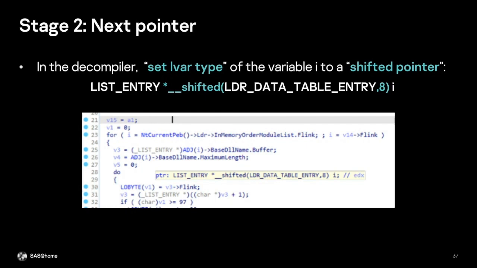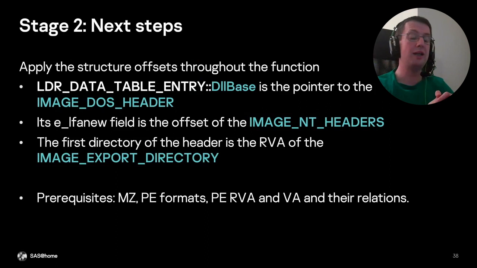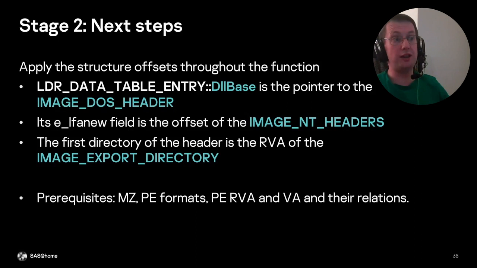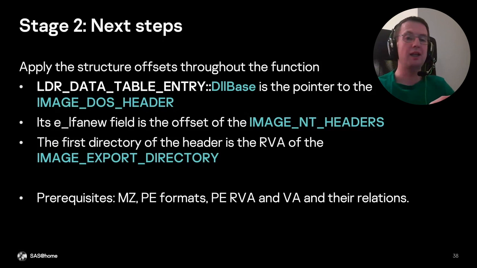I suggest that you take some time and apply all the structure offsets to the rest of the function. And if you just need some tips, the DLL base field within that LDR data table entry is the pointer to the beginning of the image, of the DLL image, and that is image.header. This is the name of the structure that you will be looking for. And that header, in turn, will have the offset of the PE header, and the name for the structure is image NT headers. And well, from that, you get a pointer to the first directory within the PE, that will be the export directory, and obviously the name for the structure is image export directory.